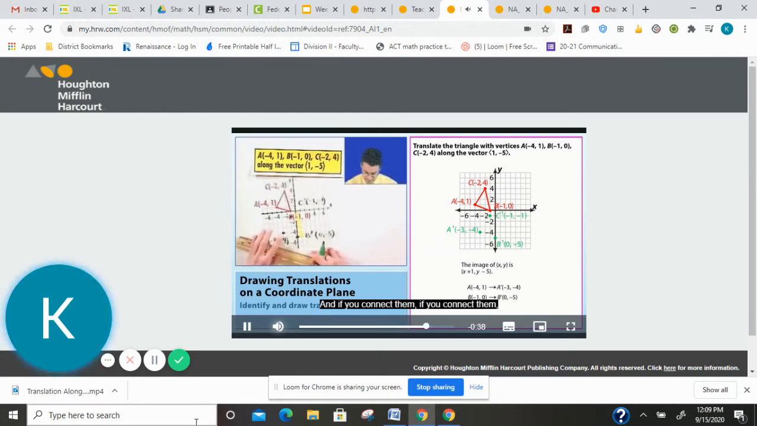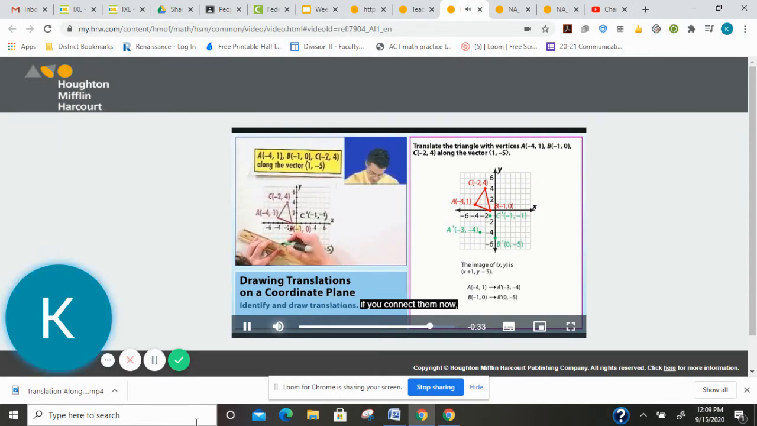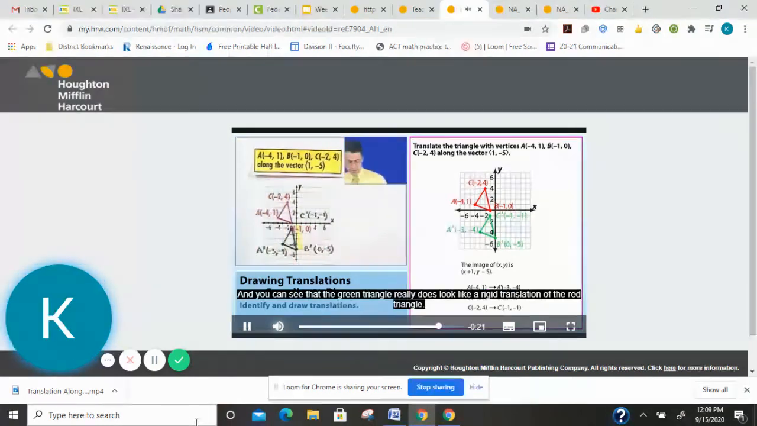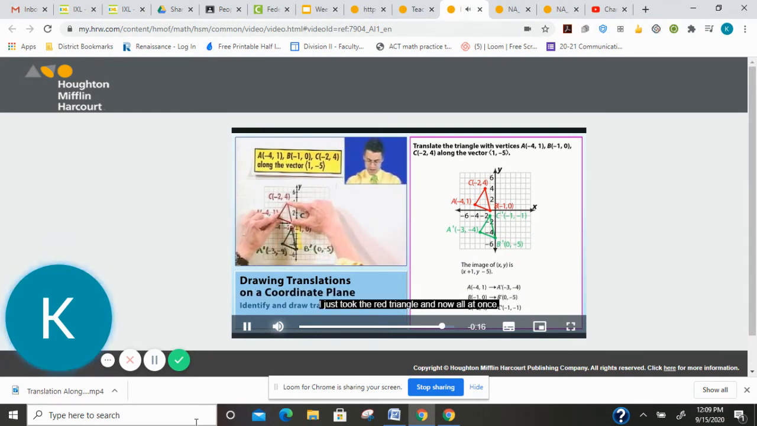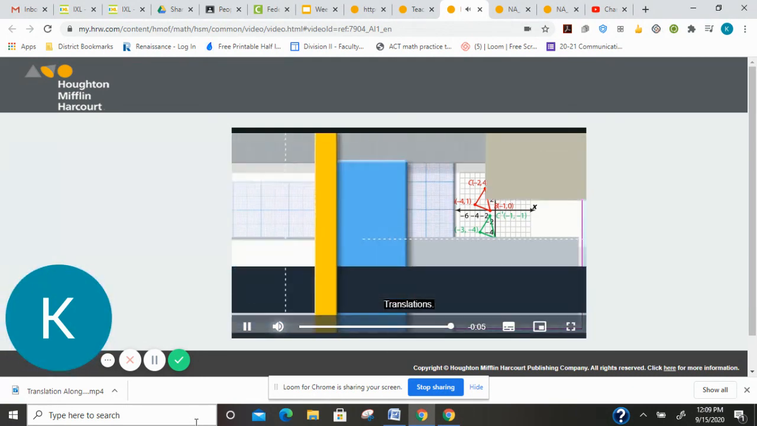And if you connect them, now you take away the sides of the triangle. All right. And you can see that the green triangle really does look like a rigid translation of the red triangle. I just took the red triangle and now all at once moved it 1 unit over to the right, and then 5 units down. And there it is. So you can see it for yourself. Translation.